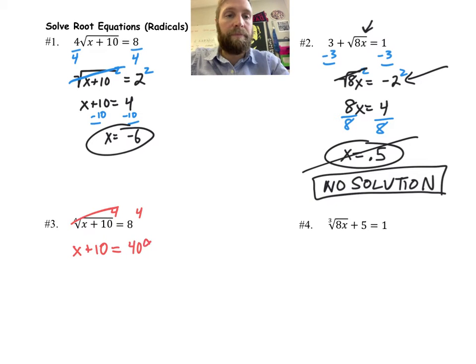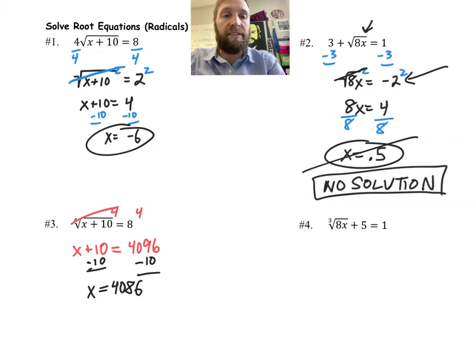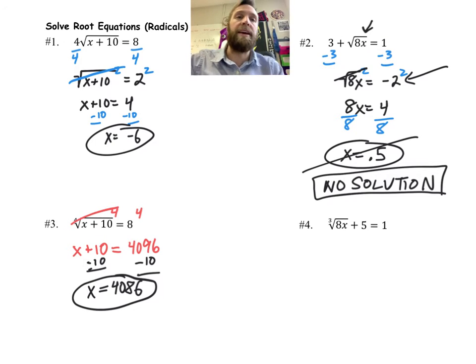4,096. Cool, after that, it's just easy. We go ahead and we subtract our 10. And we've got our final answer of x equals 4,086. We're welcome to go ahead and plug that back in.